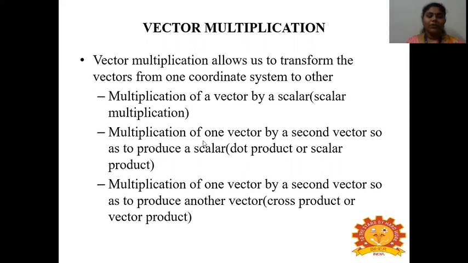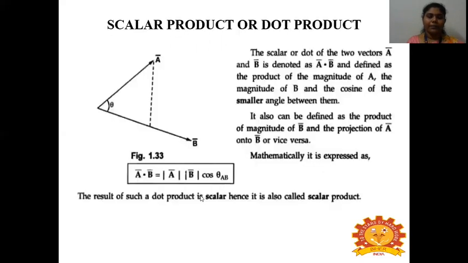Next is multiplication of one vector by a second vector, that is vector into vector multiplication, and this will produce a scalar. This is called the dot product, or the scalar product. Next, multiplication of one vector by a second vector can also produce another vector, and this is called the cross product or vector product.